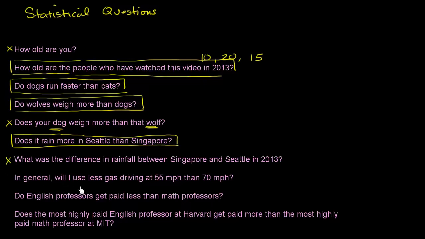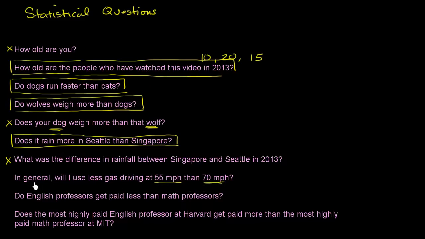In general, will I use less gas driving at 55 miles an hour than 70 miles per hour? So this feels statistical because it probably depends on the circumstance. It might depend on the car, or even for a given car, when you drive at 55 miles per hour, there's some variation in your gas mileage. It might be how recent an oil change happened, what the wind conditions are like, what the road conditions are like, exactly how you're driving the car. Are you turning? Are you going in a straight line?